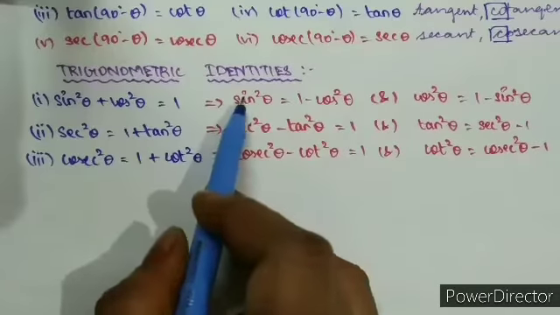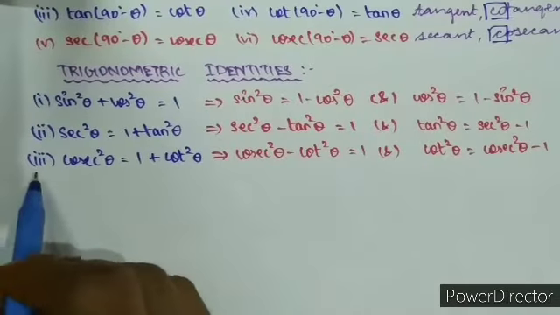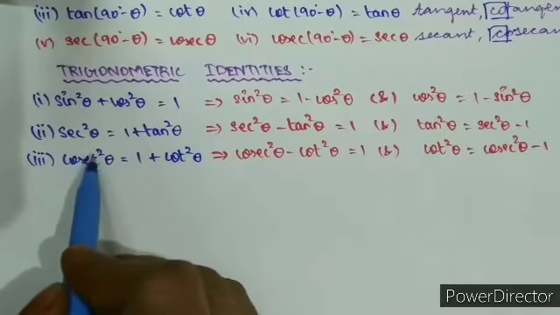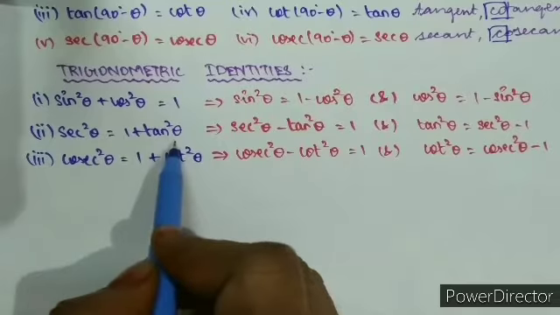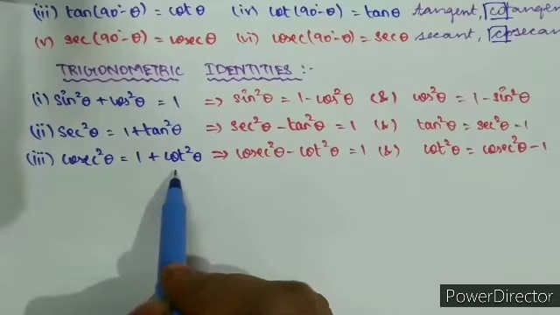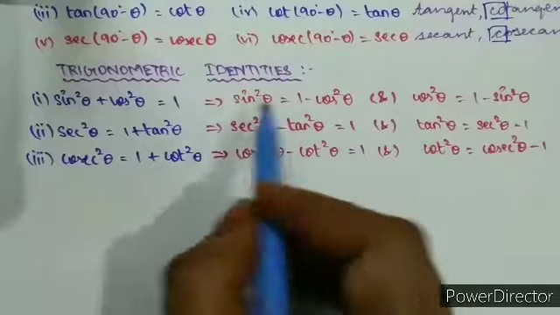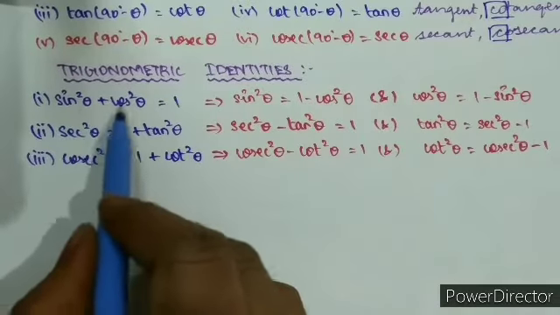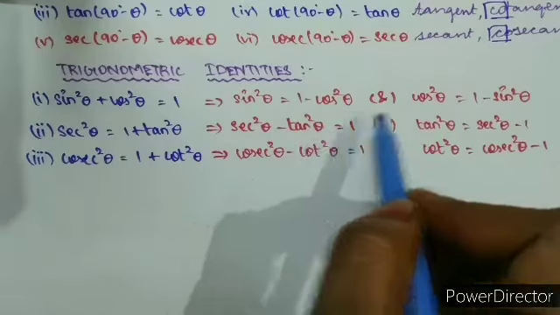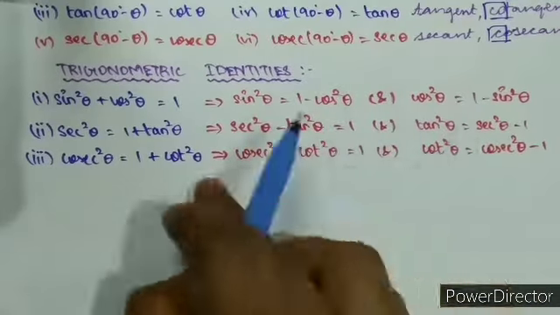Then comes the trigonometric identities. There are three important identities which you have to memorize. Sin square theta plus cos square theta is equal to 1. Secant square theta is equal to 1 plus tan square theta. Cosecant square theta is equal to 1 plus cot square theta. Once we know these, they can be written in other forms as required. For example, from sin square theta plus cos square theta equal to 1, we can write sin square theta as 1 minus cos square theta, and cos square theta is equal to 1 minus sin square theta. Similarly, we can apply this for other relations too.